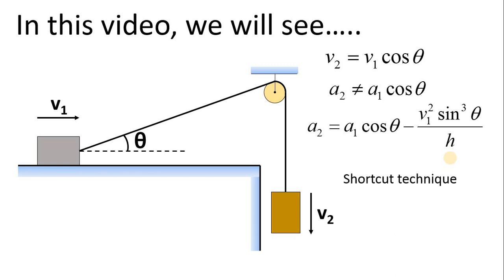After that, we will see a shortcut technique to obtain the velocity relations between the two blocks very easily, and then we'll see some problems based on the same technique. So let us proceed further.